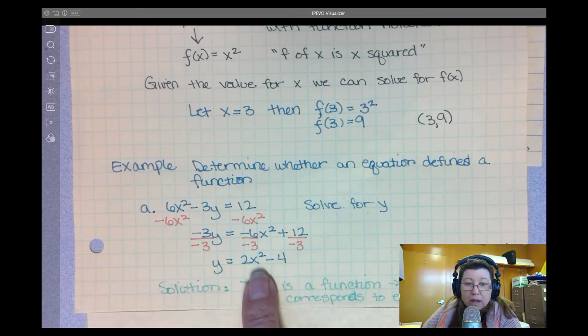1 squared is 1. 1 times 2 is 2. 2 minus 4 is negative 2. So if a 1 goes in, a negative 2 pops out.